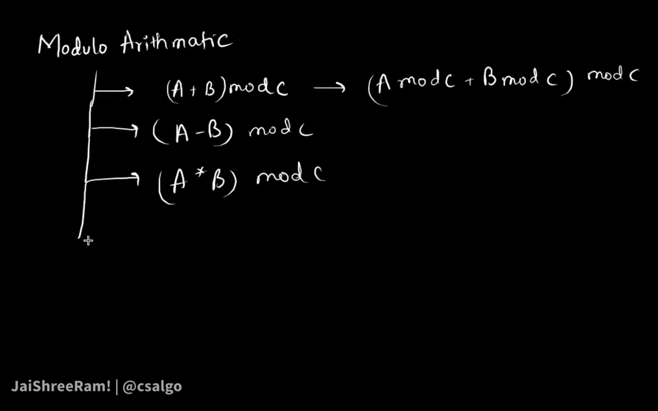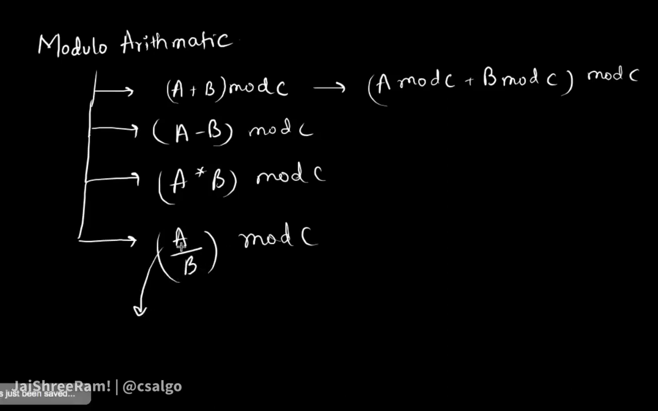Now one more operation is left, right? Divide. Let's say you have a fraction a by b. How do you represent this in modulo terms? How do you divide numbers in modulo? You can't directly do that. You first find out the remainders and then just divide, right?